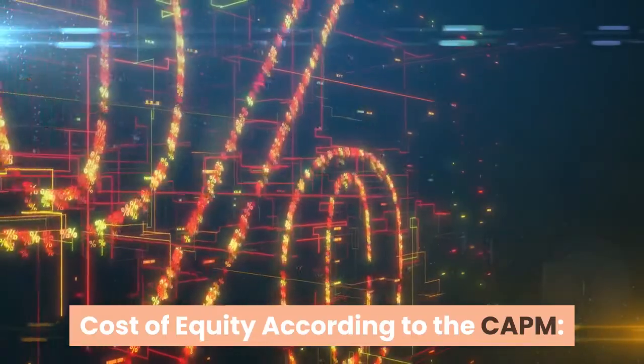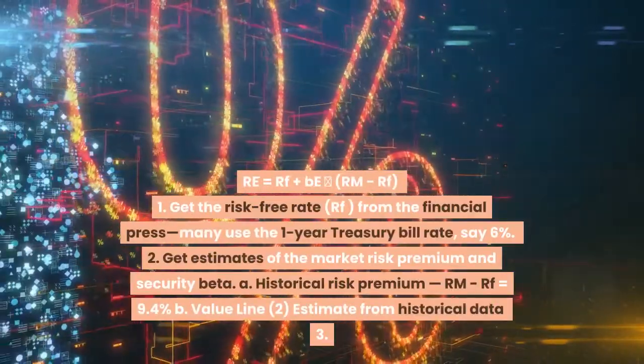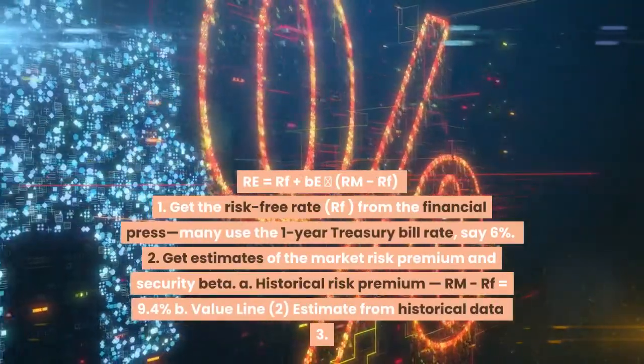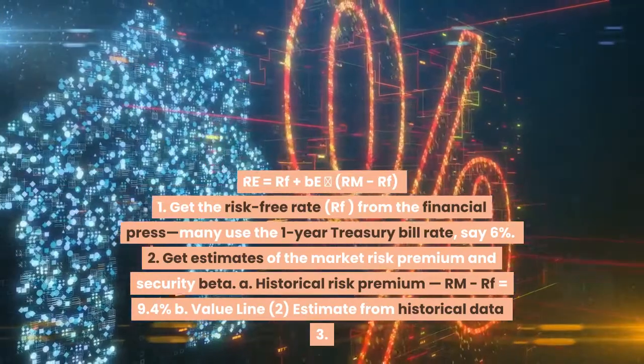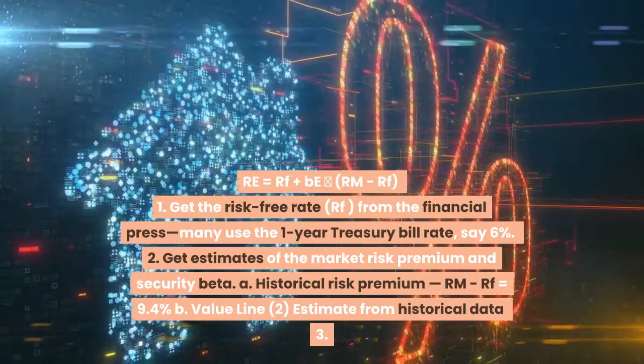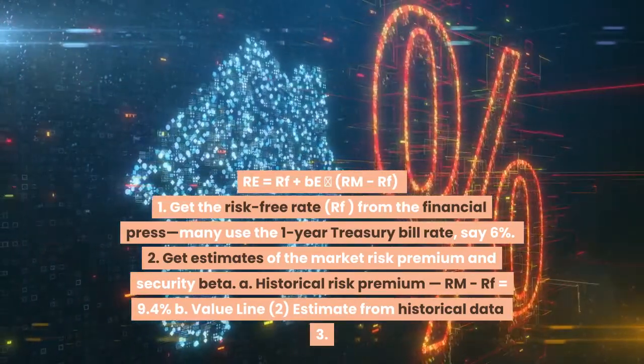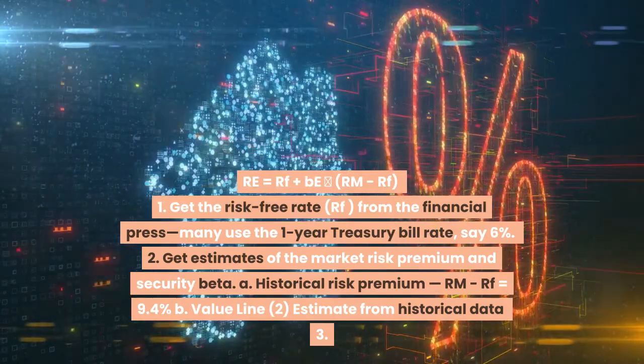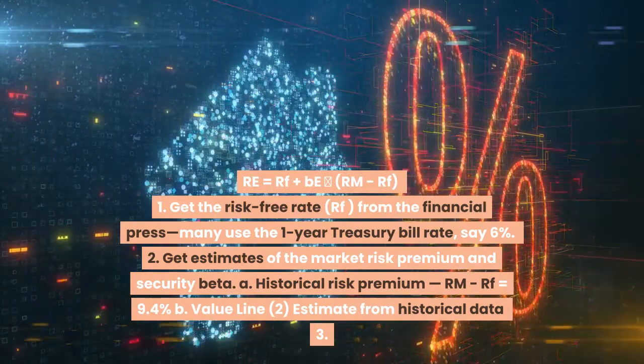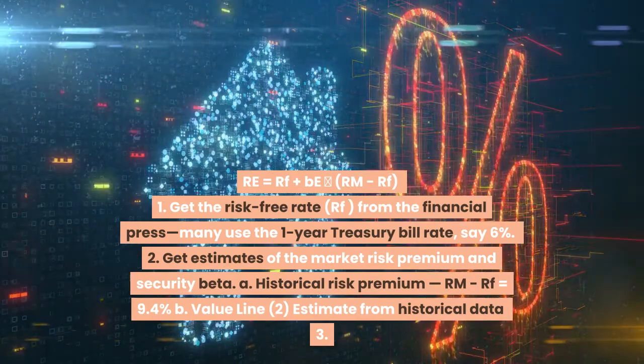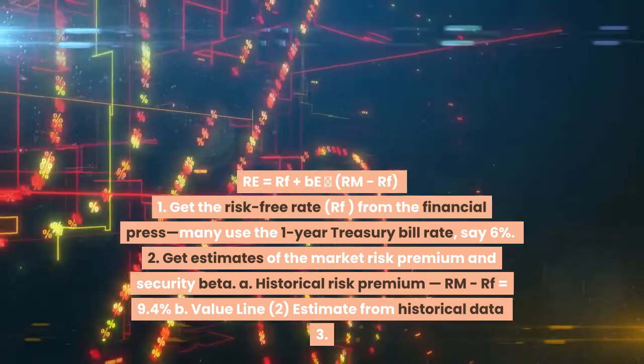Cost of equity according to the CAPM: RE equals RF plus B times (RM minus RF). 1. Get the risk-free rate, RF, from the financial press. Many use the one-year Treasury bill rate, say 6%. 2. Get estimates of the market risk premium and security beta.